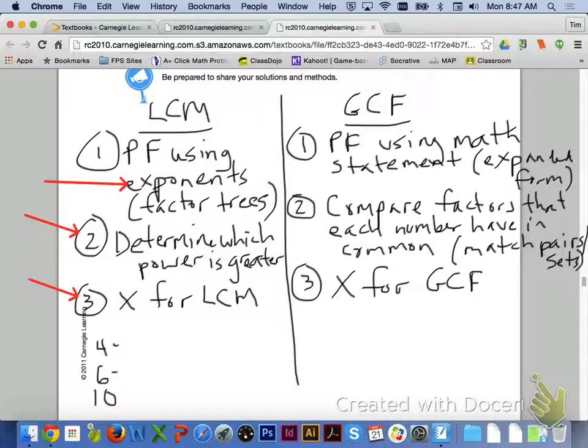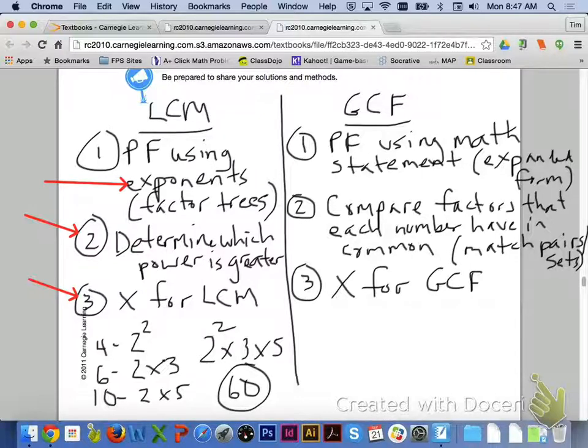So if we look at the example that I have down here at the bottom, the prime factorization of 4 is going to be 2 squared. The prime factorization of 6 is going to be 2 times 3, and the prime factorization for 10 is going to be 2 times 5. If I look at each of the prime factorizations, again, I want to determine which power is greater. So I'm going to take 2 squared times 3 times 5. And when I multiply those together, I am going to get 60 for my LCM.